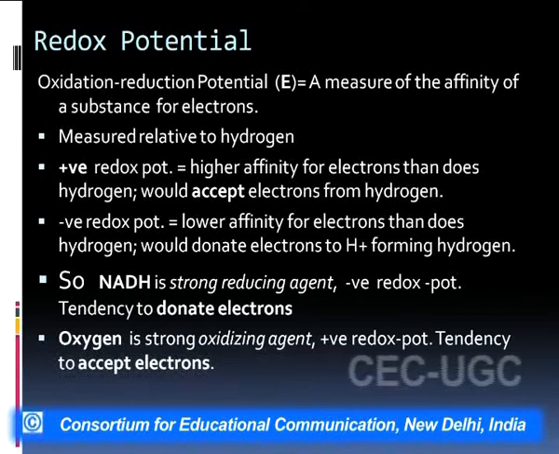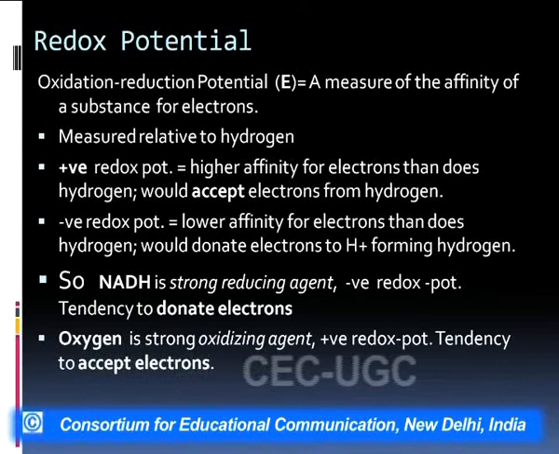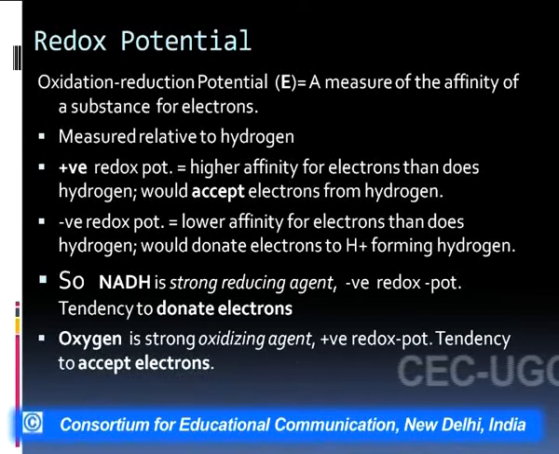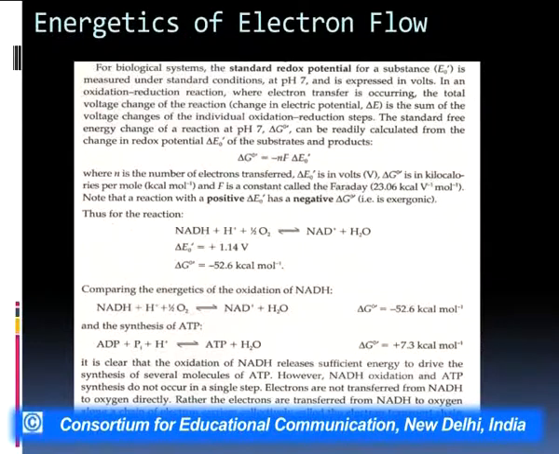It is very logical to assume therefore that the electrons will always pass from a region of a higher negative redox potential to a lower negative redox potential. In other words, from a lesser positive redox potential to a more positive redox potential.